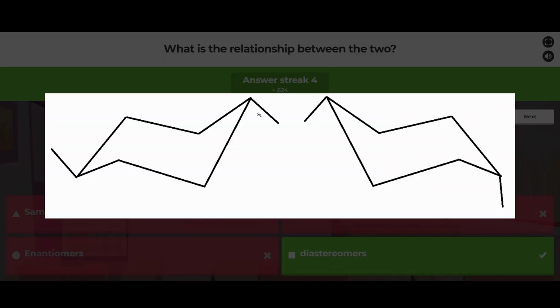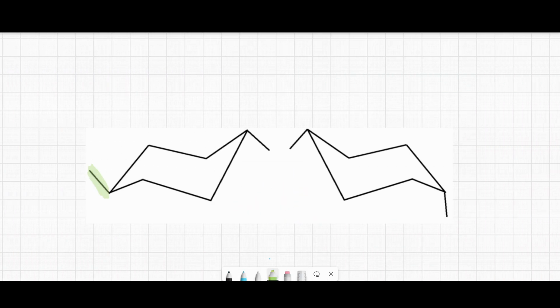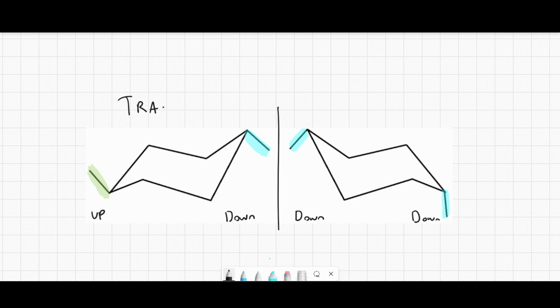Okay, so diastereomers. It's all just because of some directional differences. Let's take a look. So in green, we have this methyl in the up position, and in blue, this other methyl in the down position. On the other chair, we have both methyls in the down position. That means the molecule on the left is trans, and the other is cis. Any cis-trans relationship is a diastereomer.